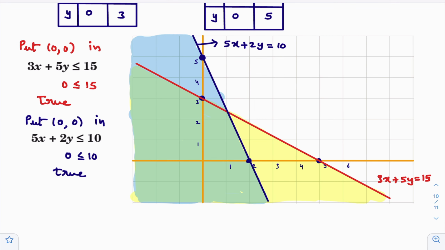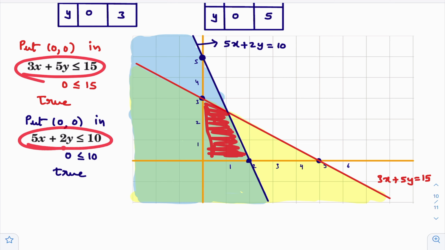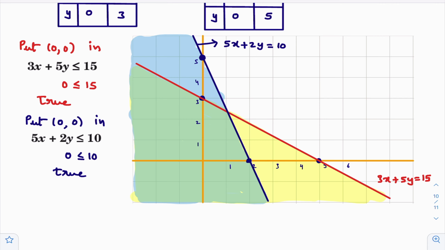Now you observe the common region satisfying these inequalities in the first quadrant. This is the region which is satisfying the first inequality, the second inequality, as well as the non-negative constraints x greater than or equal to 0, y greater than or equal to 0. So what is the feasible region? Please observe this. This is the feasible region.